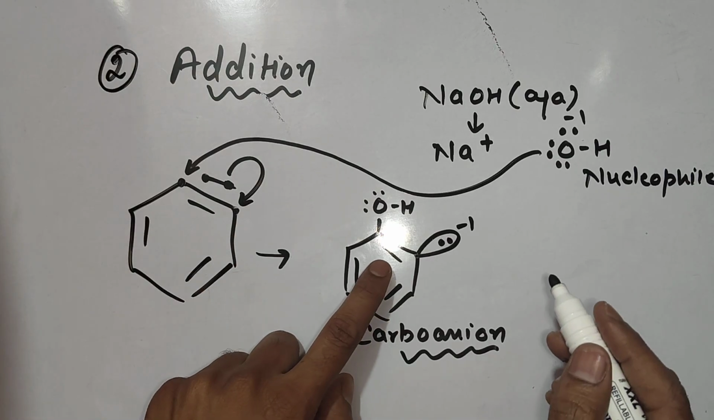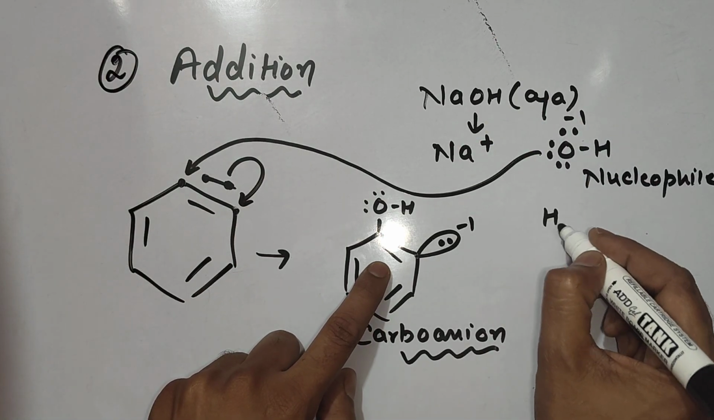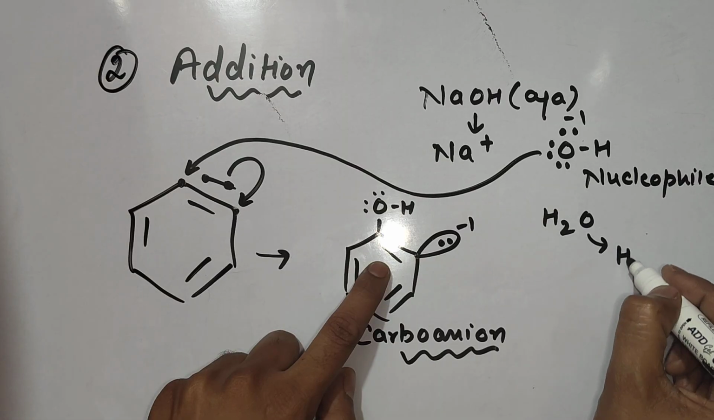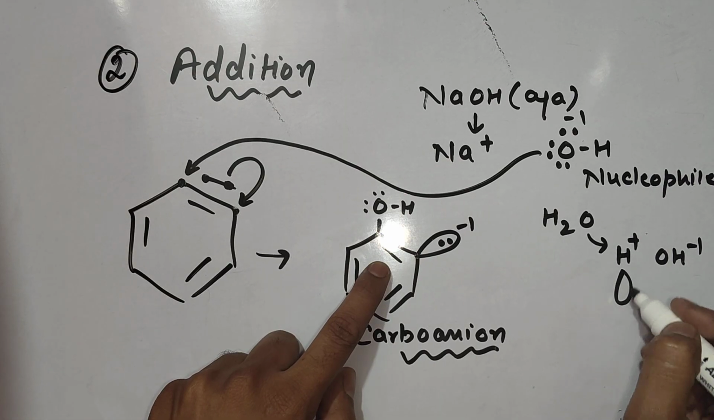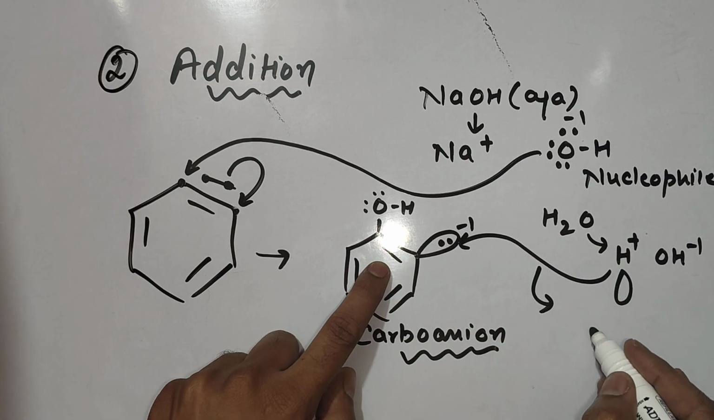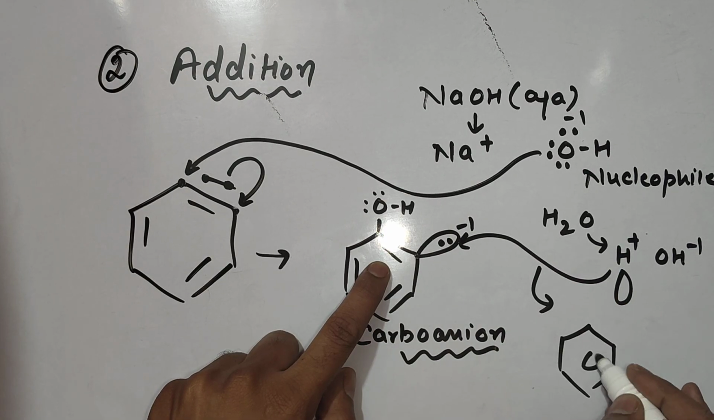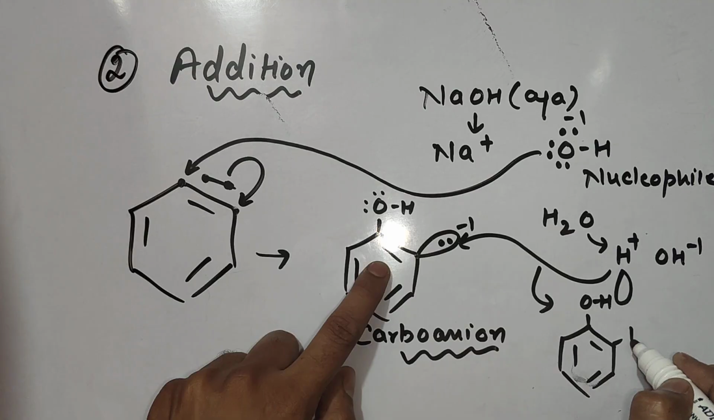Now how will this carbanion be stabilized? The condition is aqua, means water molecules are there. In a water molecule, as we know, H positive and OH negative ions are available. This H positive is an electrophile, it always has a vacant orbital, so it will attack on it. Firstly, we will get this H, phenol particle.